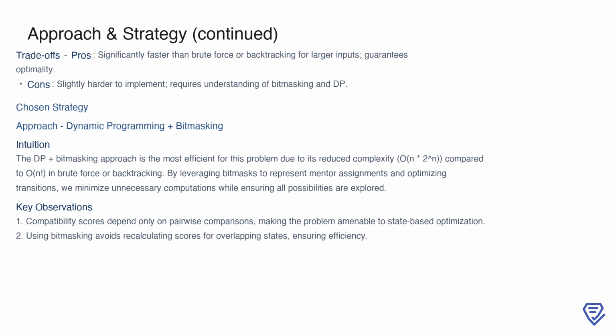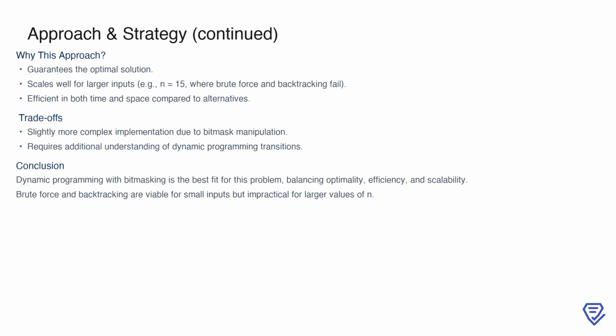By leveraging bitmasking, we minimize redundant computations and ensure that only necessary transitions between states are performed, resulting in significant time savings. Dynamic programming with bitmasking is the best strategy for this problem because it balances optimality, efficiency, and scalability. Unlike brute force or backtracking, it scales well for larger inputs, such as n equals 15, where other methods fail. It guarantees the optimal solution while keeping time and space complexity manageable.